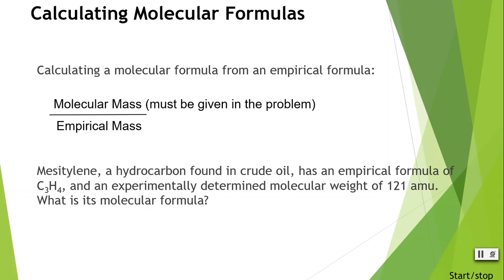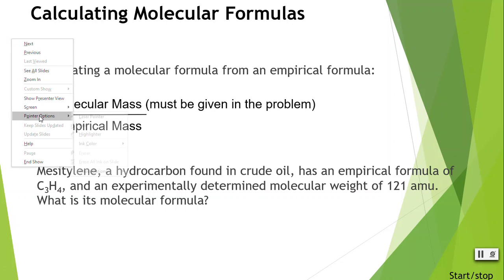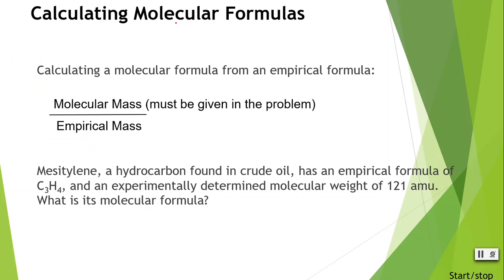So in the previous video, we talked about how to calculate the empirical formula for a substance. Empirical formula is the simplest whole number ratio of atoms in a molecule. Now, sometimes the empirical formula is the same as the molecular formula. By definition, the molecular formula is what is actually present, the number of atoms actually present in a molecule.